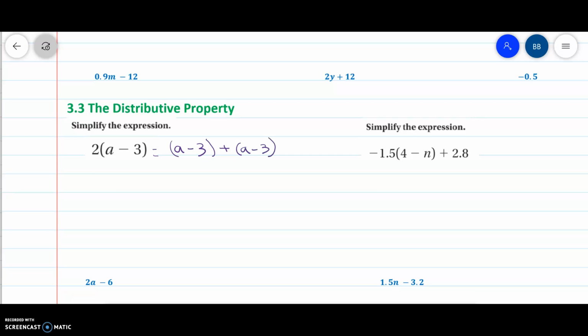So if we do that and we combine our like terms, we get a plus a is 2a, and then negative 3 plus negative 3 is negative 6. All right, so that's kind of the long way to do it.